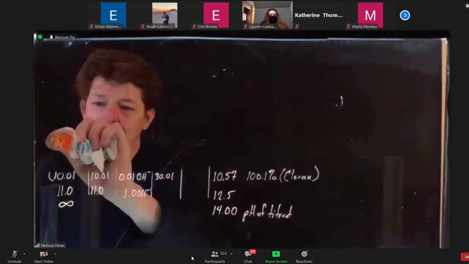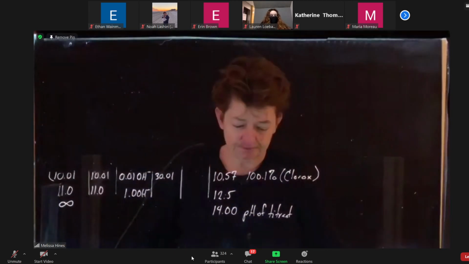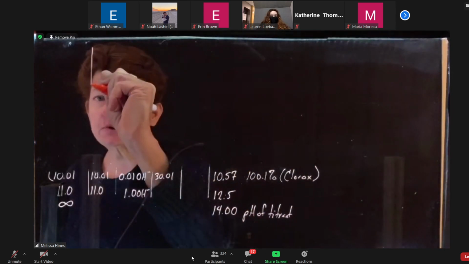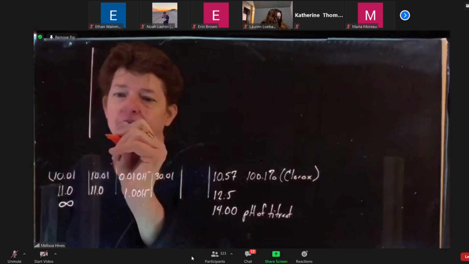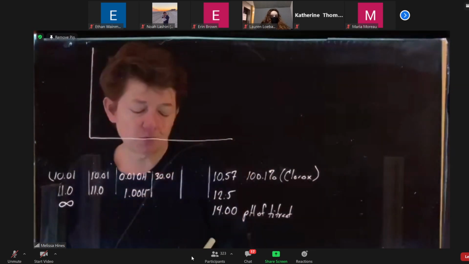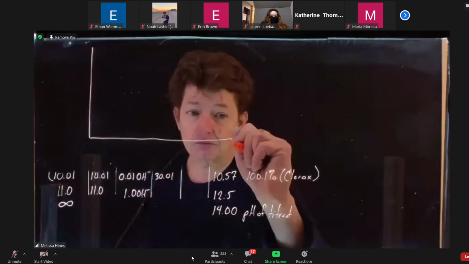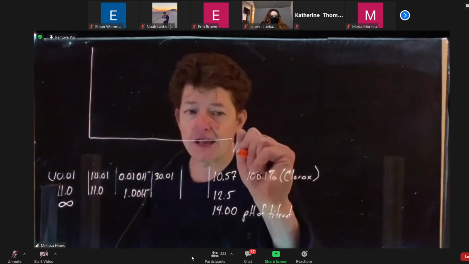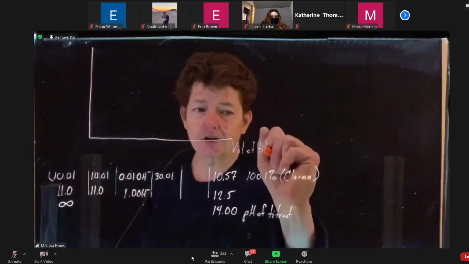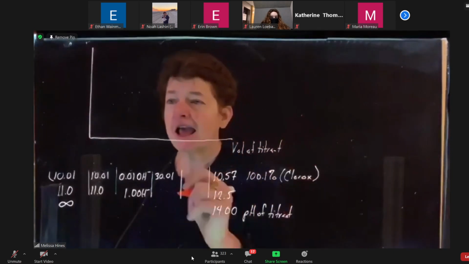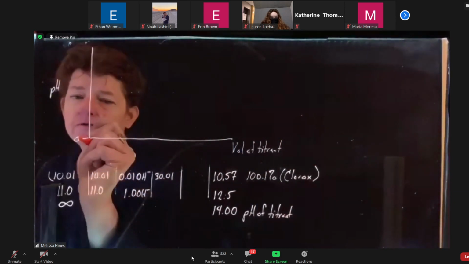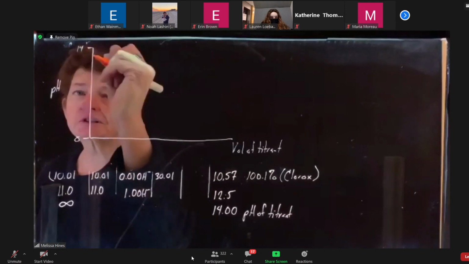Okay, so let's draw a picture of this titration. What I'm going to do is plot pH on my vertical axis, and I'm going to put the volume of the titrant, the stuff I am adding, on the x-axis. So this is going to be the volume of my titrant as a function of pH. And let's make the pH go from 0 up to 14.